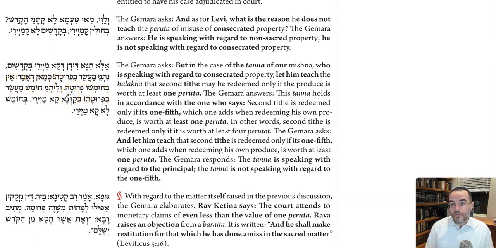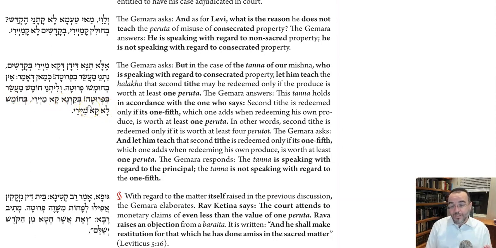So we're following the opinion that says if the one-fifth surcharge is not a peruta, then you don't have to bring it at all, which means the minimum amount that you have to redeem is 4 perutot, because if you have 4 perutot, then the surcharge will be 1 peruta. So that's the minimum amount. If you're redeeming 3 perutot worth of produce, then the surcharge is less than 1 peruta, so then you don't have to do it at all. So that's why our Mishnah does not mention Ma'aser Sheni, because the minimum is not 1 peruta, the minimum is 4 perutot. V'litnei chomesh maaser bipiruta.